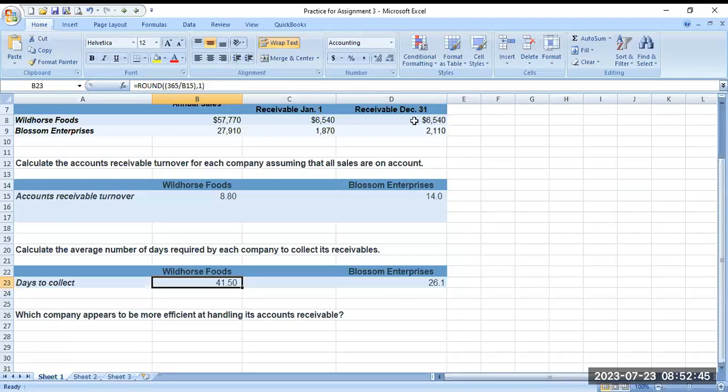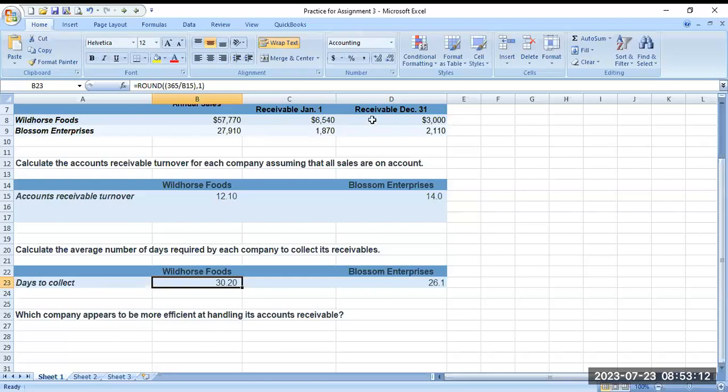So what will be the next thing that might improve it? If I reduce my ending balance, if I collect more than my sales, plus some of the beginning accounts receivables. So let's see, if I reduce my accounts receivables to 3,000 at the end of the year, you see that my accounts receivable turnover is going to go up, and my days of collection are going down.